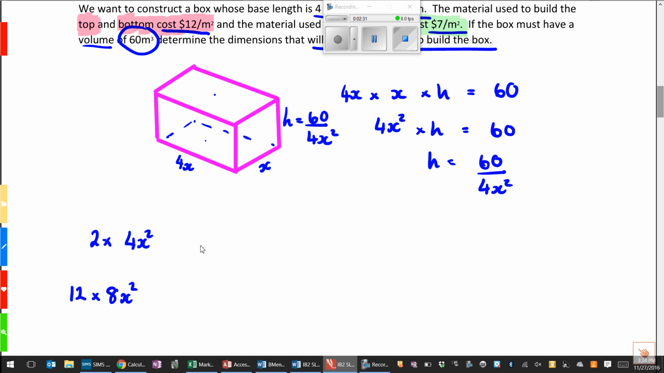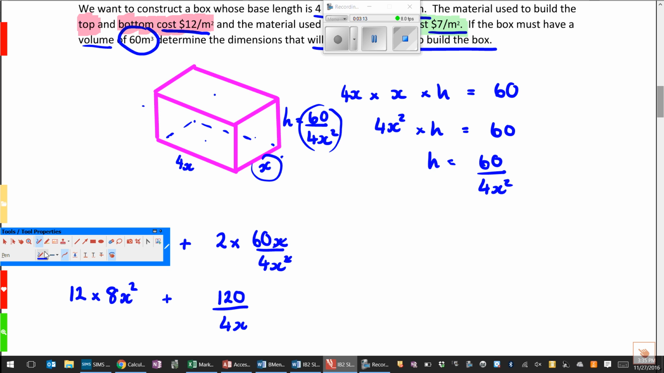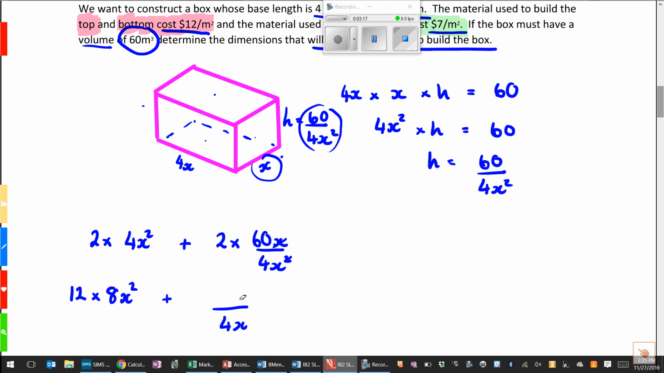Okay. I've got to add to that my ends, which would be x times h, so that will be x times 60 over 4x squared, and I've got 2 of them, so I've got 2 times 60x over 4x squared. Which of course can be simplified. I can cancel out the x and x there, so now I'm left with 2 times 60 makes 120 over 4x, but 120 over 4 simplifies to 30. So I'll put 30 over x, and the cost of one of those sides is 7, so I've got 7 times that.